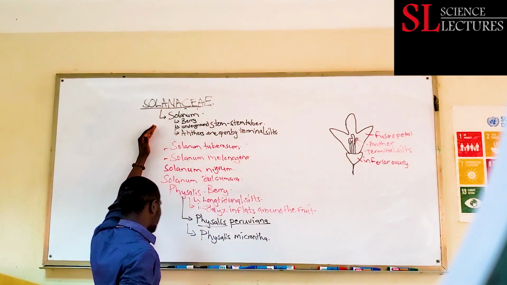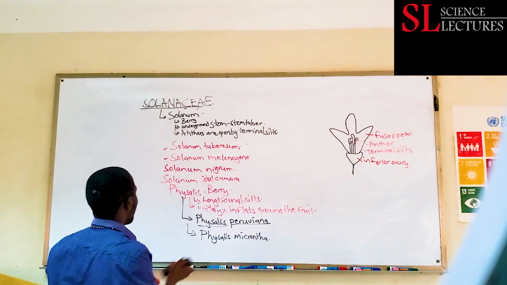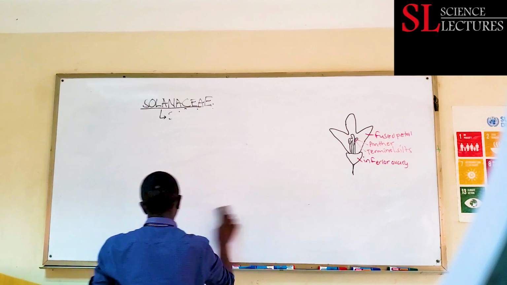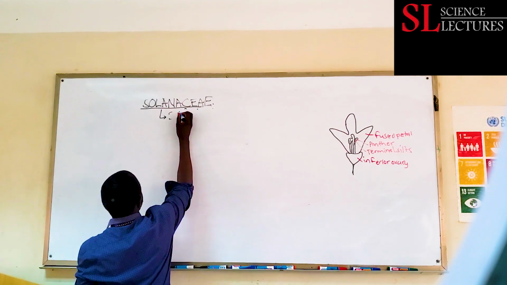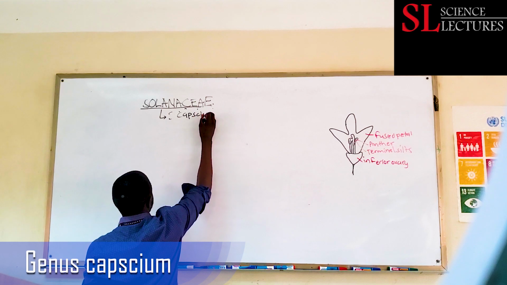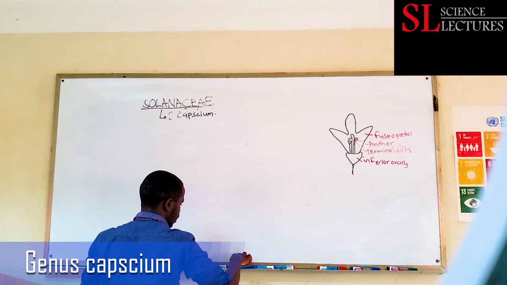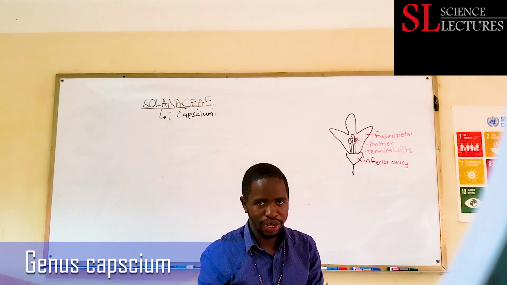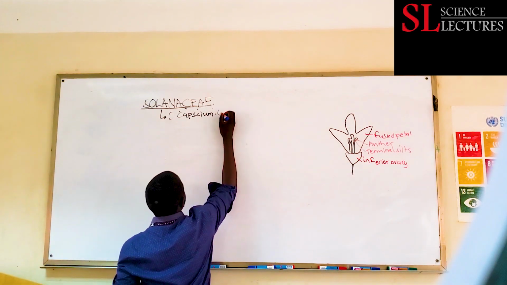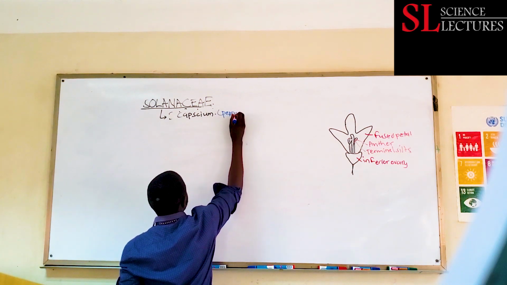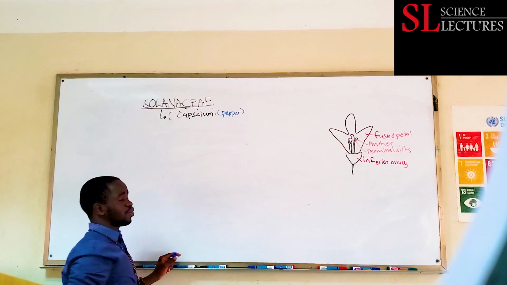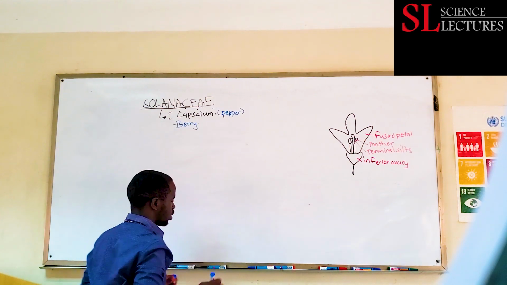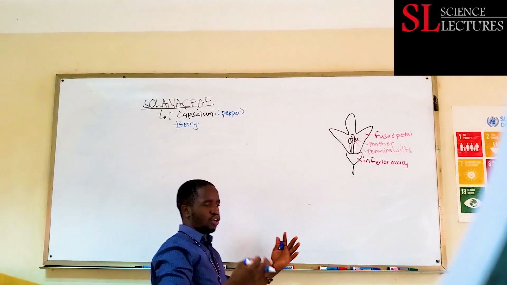So we've seen genus Solanum, we've also seen genus Physalis. Next, I want us to look at genus Capsicum. Genus Capsicum is the pepper genus, where we find the peppers. These members also have a fruit that is a berry, and their berry has a lot of seeds.